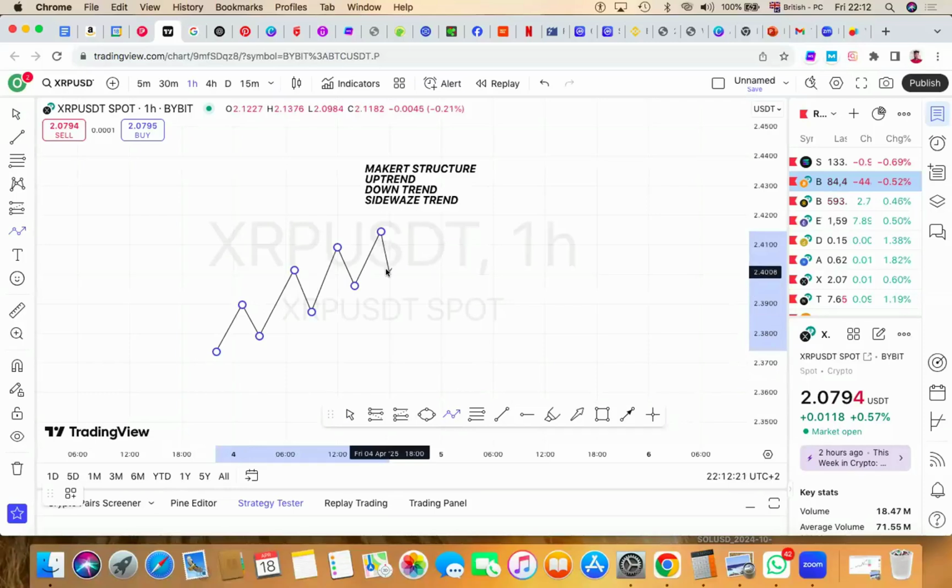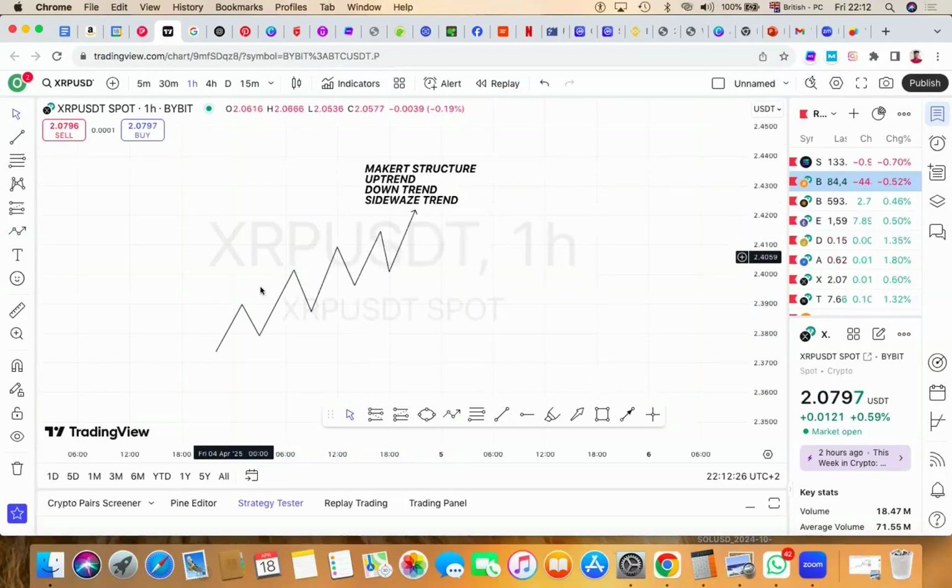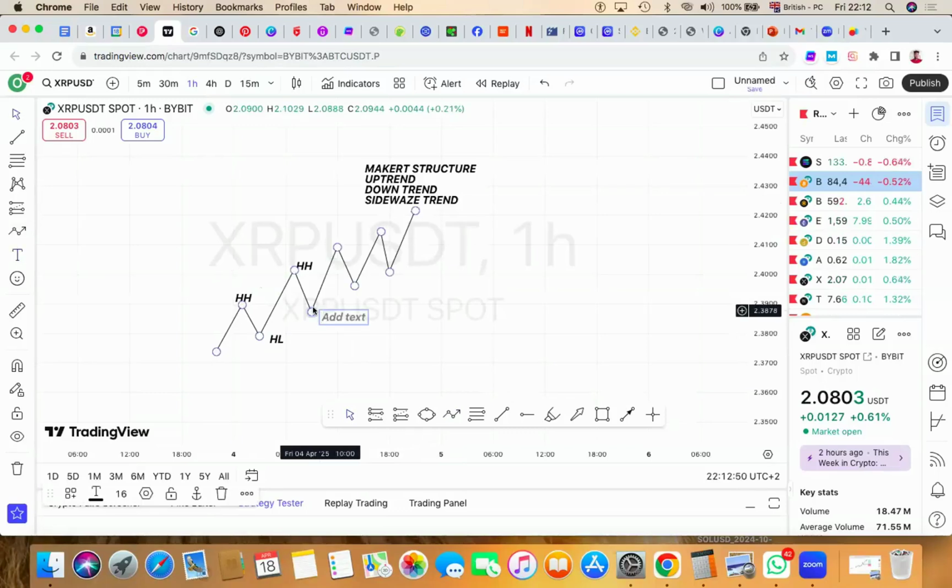Where the scenario in which we'll be seeing market creating new highs and new lows, right? So we have our higher high, our higher lows, and we have higher high again. We have higher lows, and we have another, and so on and so forth, right?